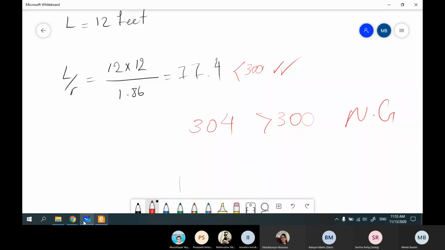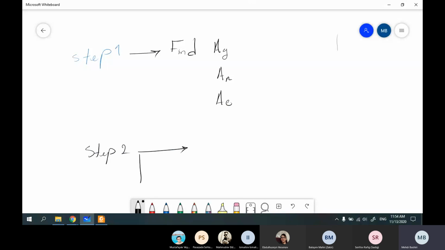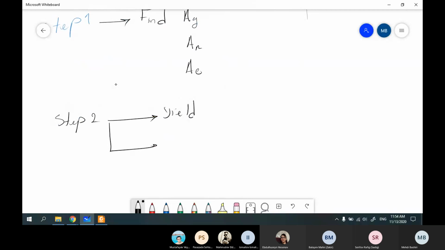Okay, so generally for tension members, I want to give you a pathway. Step one, if I give you an example to solve. Step one, find cross section AG, AN, and AE. Okay. Step two, check yield and rupture.